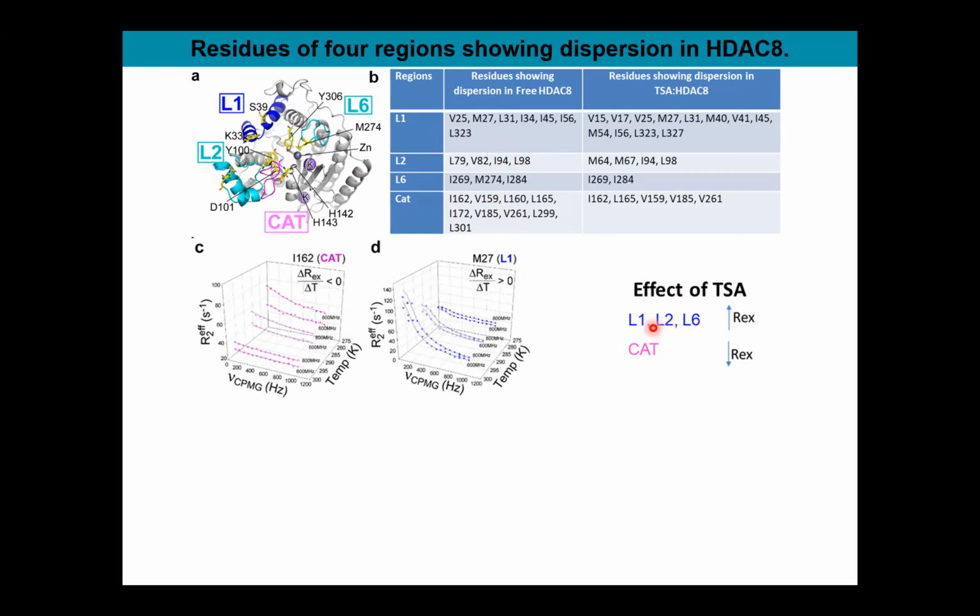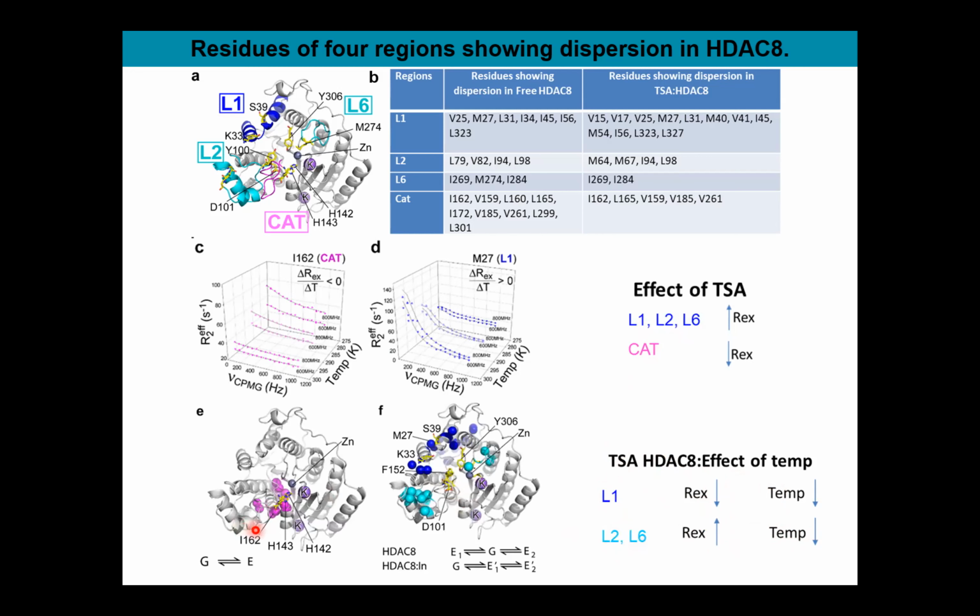Now, can I fit the L1, L2, L6 regions together? Then I saw the data. I found that in the presence of TSA, with a decrease in temperature, the REX value decreases for the L1 region, while with a decrease in temperature, the REX value increases for the L2 and L6 regions. Therefore, I needed to perform three fittings separately: the catalytic region, L1, and L2 with L6. I performed three different fittings, as you can see in this figure.